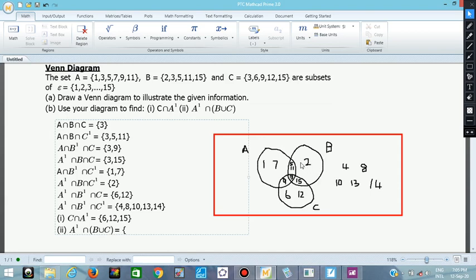So all the ones in B and C, you can see them: 2, 5, 11, 3, 15, 9, 6, 12. But remember the condition, not in A. We don't need anyone in A. So anything in A, take it out. So the ones in A, you can see them: 5, 11, 3, 9, 1, 7. We don't need them. That's what this symbol means, A prime, not in A. So the answer we need here is the one in B and also in C. That is 2, 15. But let's start from the smallest to the highest: 2, 6, 12, and 15. So that is all. So that is the answer to this question.